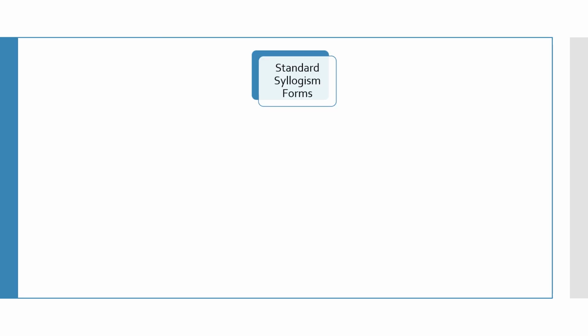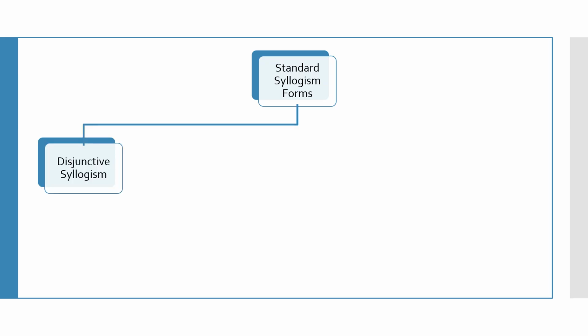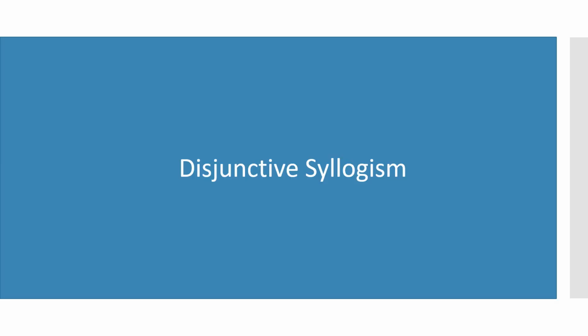So there'll be a number of standard syllogism forms, and what we can do is simply list these as we go. The first of these is called a disjunctive syllogism. A disjunctive syllogism is a rather classic form of propositional reasoning, one that is, I think, very intuitive and one that you will recognize fairly easily.